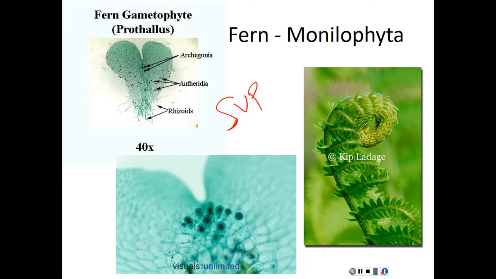So let's look at a couple phyla within the seedless vascular plants. We'll start with Monilophyta, ferns and horsetails. What you're looking at right now are structures of a fern. We call the leaves of a fern fronds. And the sporophyte is dominant.